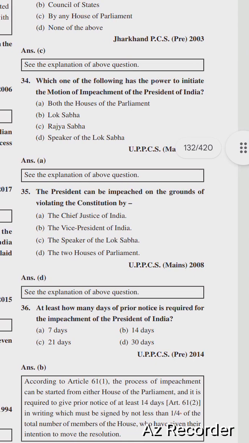So next question is, which one of the following has the power to initiate the motion of impeachment of the President of India? Options are both the Houses of Parliament, Lok Sabha, Rajya Sabha and Speaker of the Lok Sabha. Right option is option number A, both the Houses of Parliament.